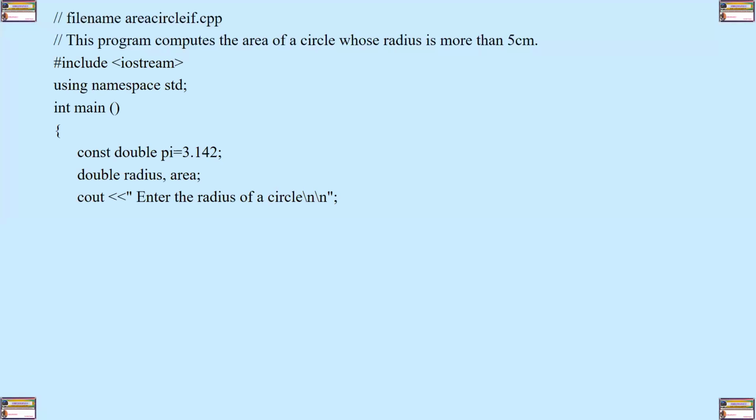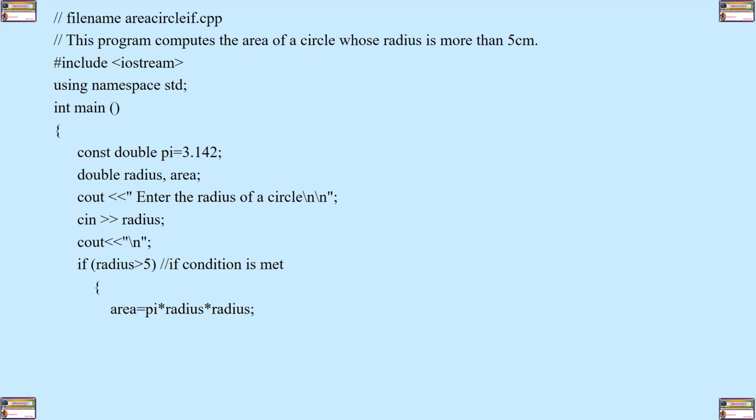So this statement will be displayed on the screen because that is cout. Then we read the radius, and then we write out a new blank line for spacing purposes. Then we check the condition. Is the value which has been entered as radius more than 5? So if radius is greater than 5, do the following. Compute area. Pick the value that has been stored in radius, multiply by itself, multiply by the value of memory location called pi. The results, assign them in memory location called area.